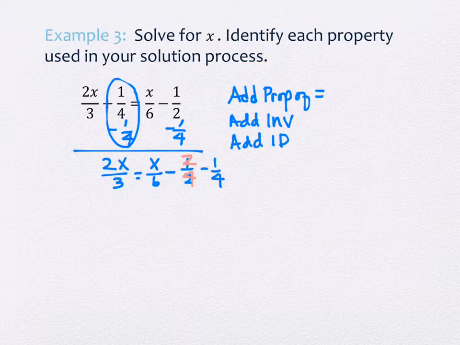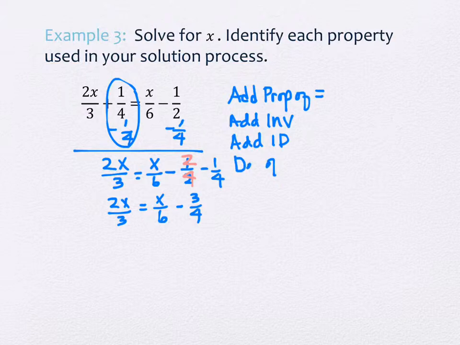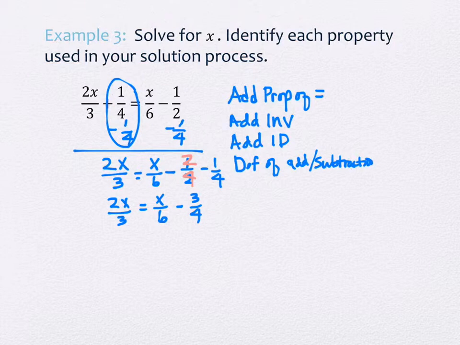So we're going to have a 2x over 3 on the left. I have x over 6 on the right. What is negative 2/4 minus 1/4? Negative 3/4, right. So I did a lot of simplification there, right? And when I was doing that simplification, those were the definitions of addition, or definition of subtraction, actually, technically, depending on how you thought through that.